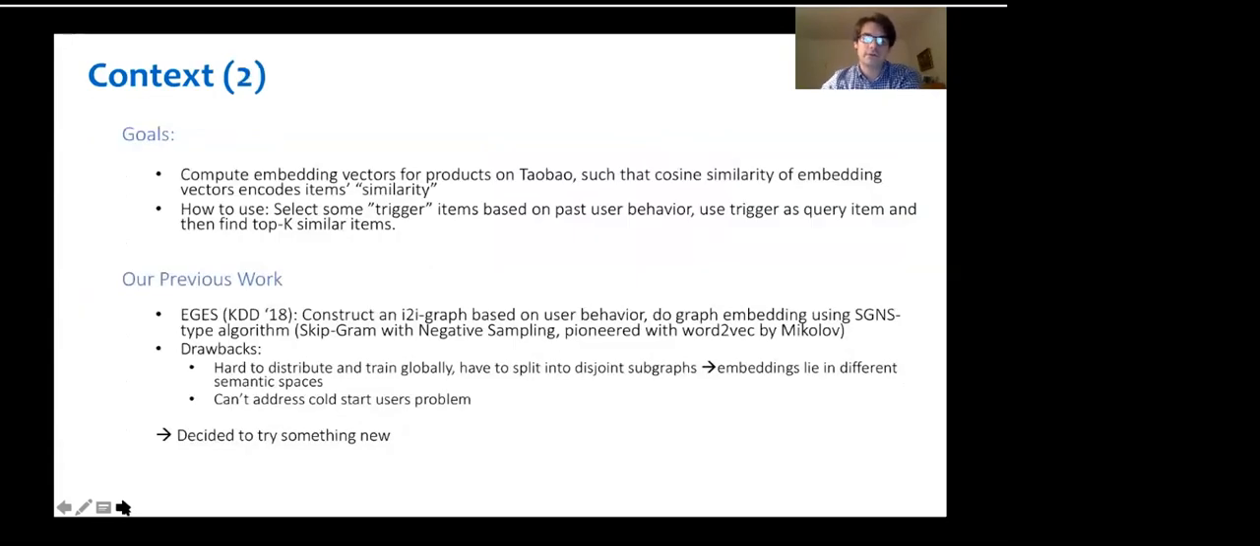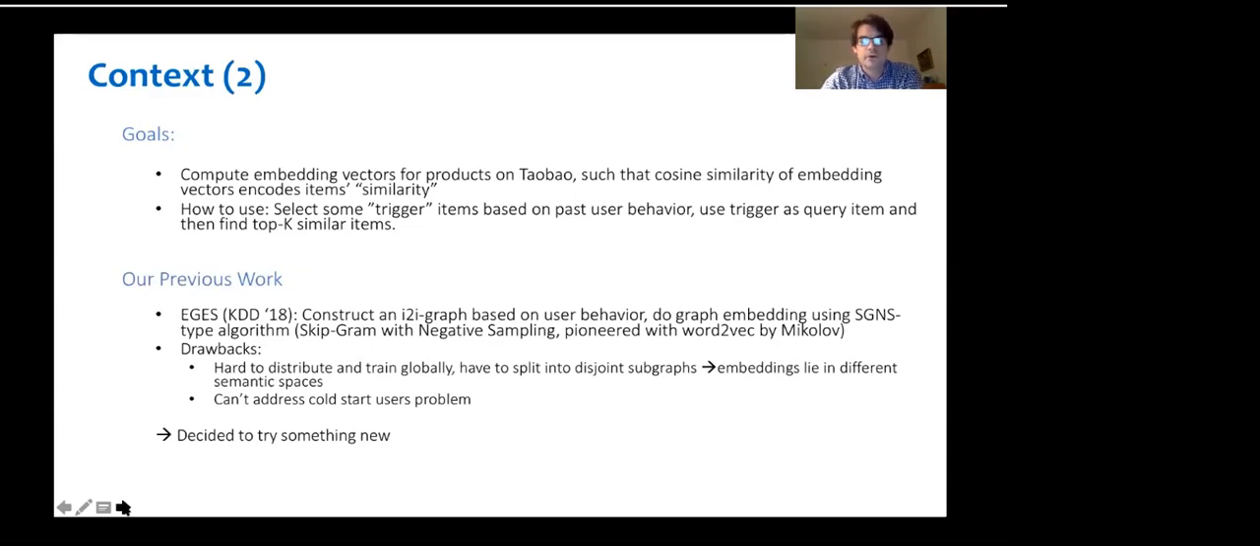So to get a bit more concretely into the details, our goal is to compute embedding vectors for products on Taobao, such that the cosine similarity of embedding vectors encodes item similarity. So how do we use that? Well, we select some trigger item based on past user behavior. That's done by some particularly implemented rules in the app. And then we use that trigger item as a query item and find the top k similar items, which are then passed on to the ranking engine.